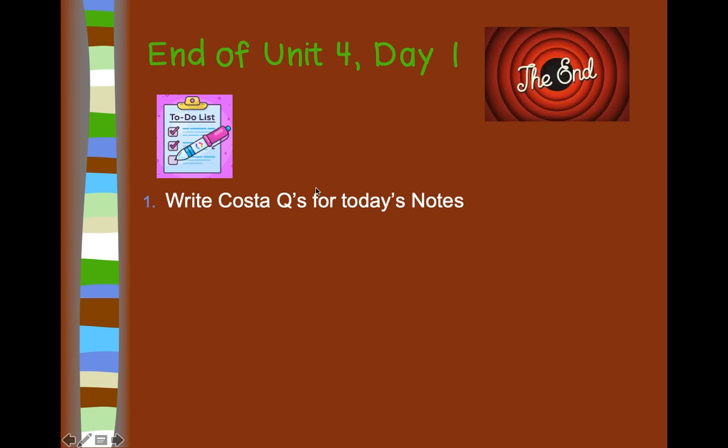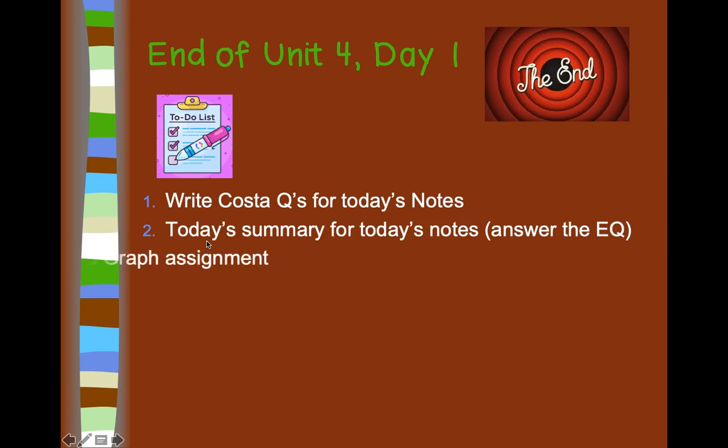That brings us to the end of our first day of Unit 4. So here's what I want you to do. We didn't write any CASTA questions together during the notes, so you should go back and do that. You should also do a summary for today, and then you should go work on that atmosphere graph assignment. Again, there's two parts of it. There's an introduction to read, don't skip that. Then you make the graph, and then there's those few conclusion questions. Due tomorrow, don't forget about it.